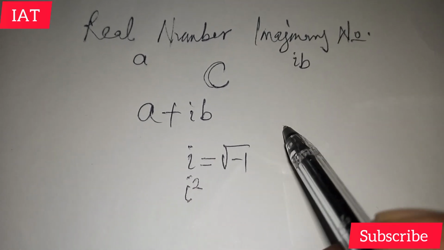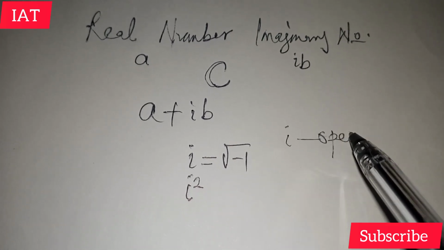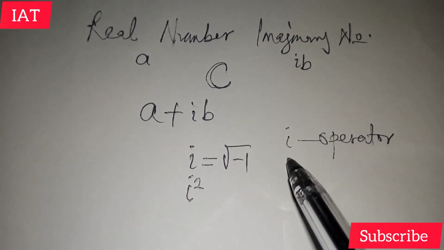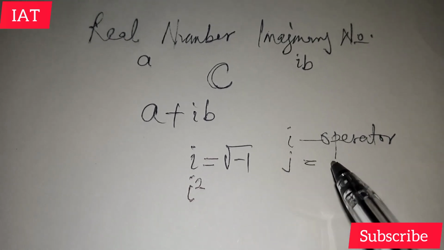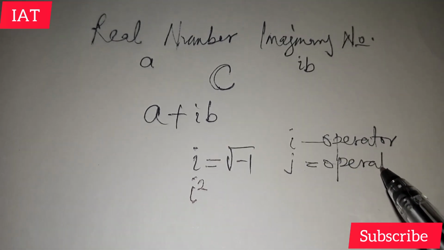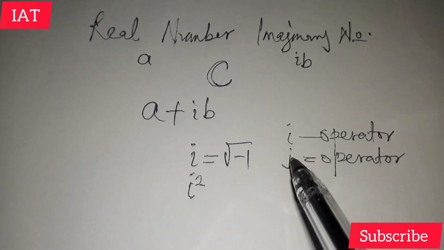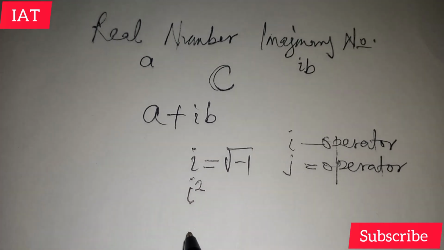Keep in mind that I said I stands for operator. It's an operator, so you can call it operator I. If you see it in this form J, it's still the same thing. It's an operator also. They both have this meaning. So some textbooks use I, some use J, but they all have the same meaning.